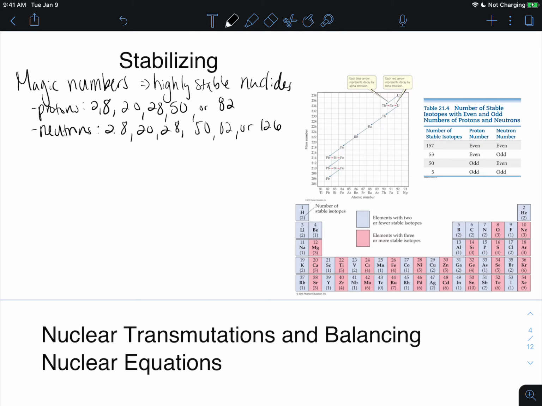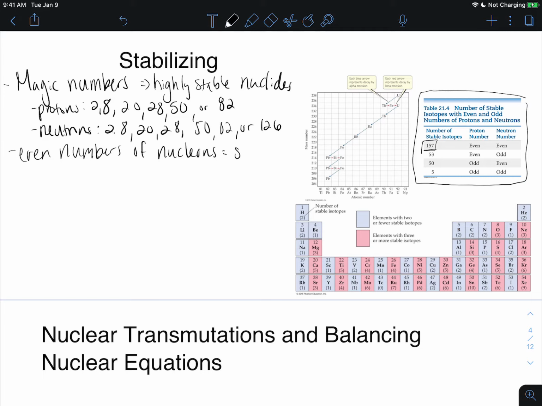Also, if we have even numbers of protons and neutrons, we're going to have a more stable nuclide. If we look, 157 of our stable isotopes have an even number of protons and an even number of neutrons, and any one of them that have odd are much less likely to be stable. So even numbers of nucleons equal stable, or more stable at least.